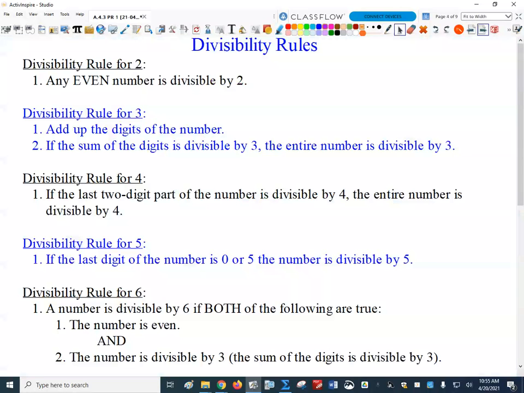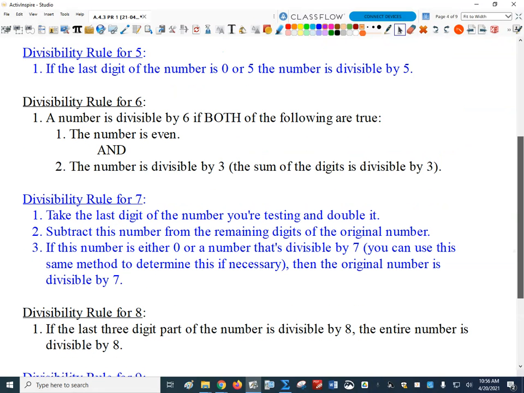Now, this doesn't show up in your printed notes, but it'll be on my PDF notes that are published. Here, I just put together a little guide for the numbers 2 through 10, some divisibility rules, the tricks for knowing if these numbers divide into a big number. Well, 2, if it's even, 2 divides into it, right? That makes sense. We already talked about the rule for 3. If the sum of the digits is divisible by 3, the whole number is divisible by 3.